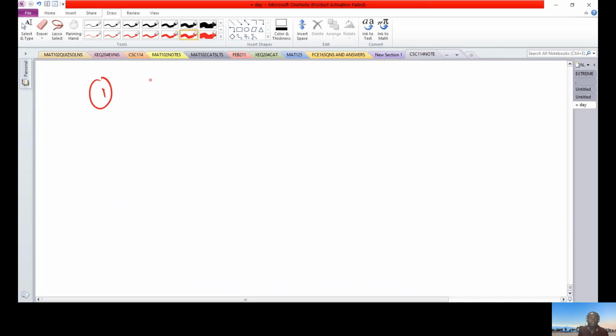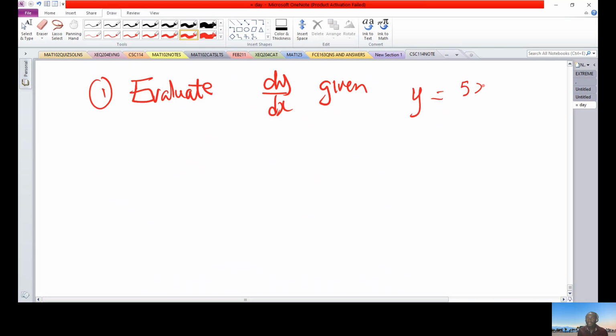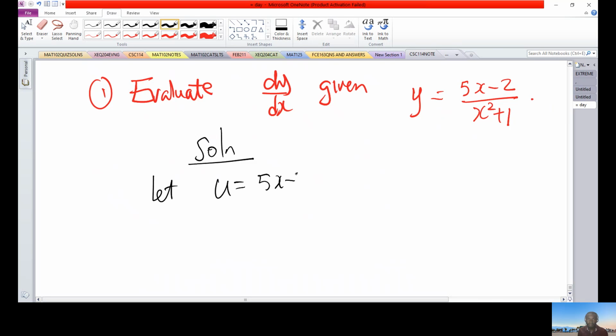So first example, evaluate dy/dx given y is 5x minus 2 over x squared plus 1. So solution. You let u be the numerator and v the denominator.